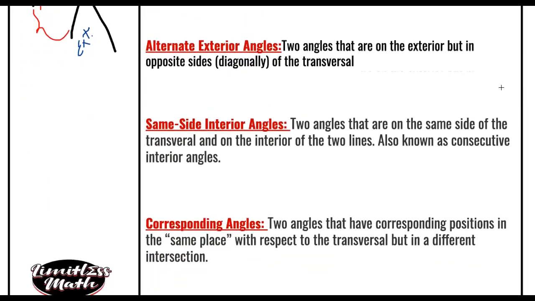Lastly, corresponding angles. Two angles that have corresponding position, same position. They're in the same place. With respect to the transversal, they're just in a different intersection, okay? I'm going to make all of this make sense in just a second. So make sure you have all of these definitions for these new terms in your notes. You might need to pause it.